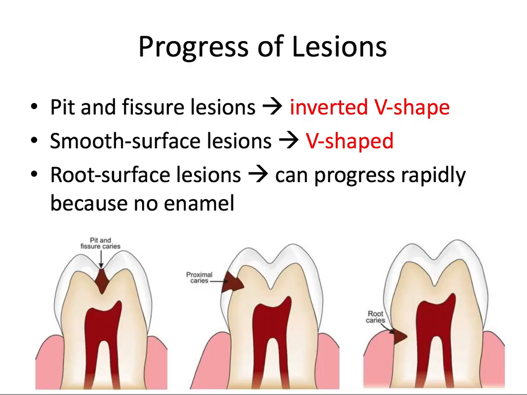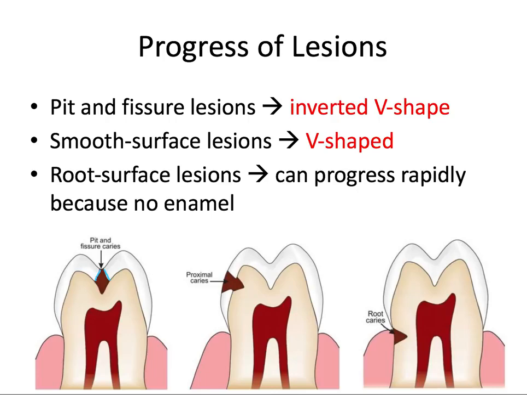So when it's a pit and fissure lesion, you get this inverted V shape, which means it starts out narrow, and as it penetrates through the enamel, it gets wider until it reaches the dentin enamel junction.